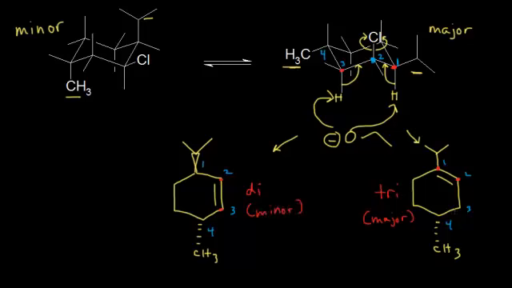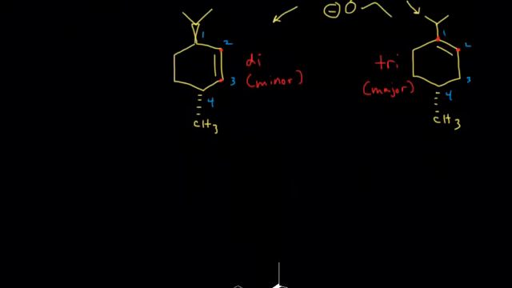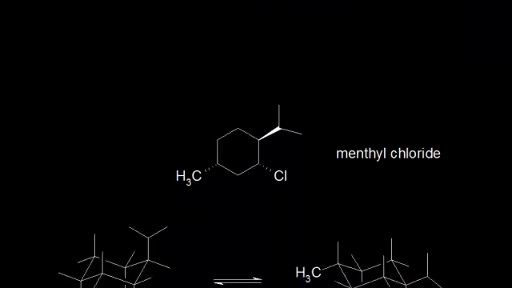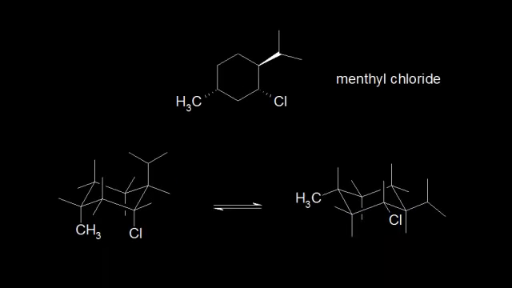So for this reaction, 2 possible products, and it's all about being able to draw your chair conformations and understand the anti-periplanar conformation relationship between your proton and your leaving group. Let's do one more. Okay, so menthol chloride, very similar to neomenthol chloride. So let's go ahead and look at the 2 chair conformations for menthol chloride.